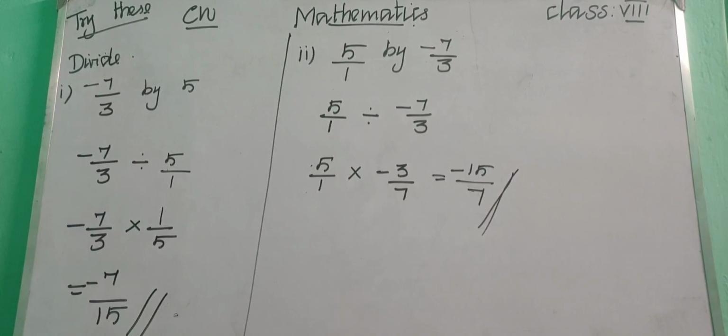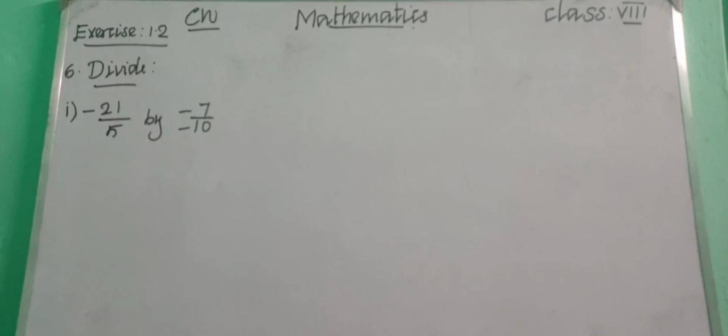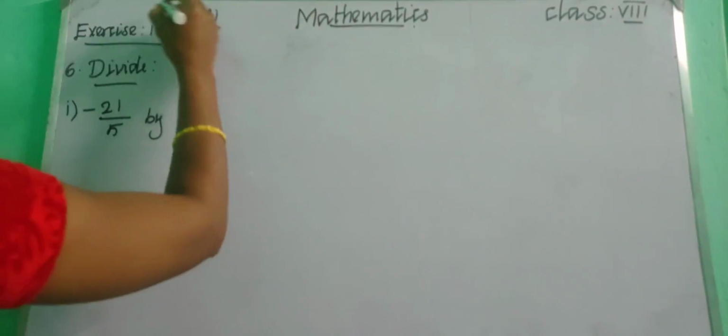So the third is your homework. Okay, in try these, the third is your homework. So let us do the sum in the exercise, okay? In the exercise, first one. Exercise 1.2, which is in page number 19. Sixth question, first one. So write the sixth question in your notebook, okay? It is in page number 19.